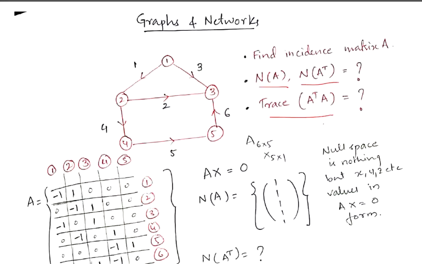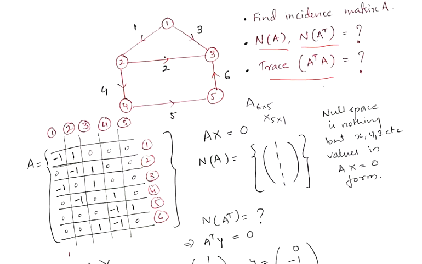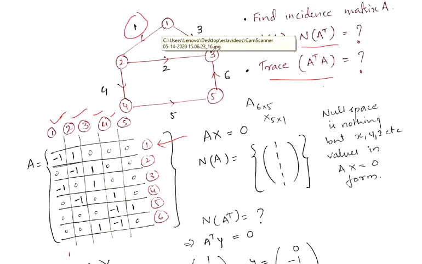The given graph has 5 nodes and 6 edges. I have taken 5 nodes here and 6 edges here. Coming to the first edge, I am considering the starting point as -1 and the ending point as +1. For the first edge, the starting point is 1 and the ending point is 2, so I have taken -1 for the starting point and +1 for the ending point.